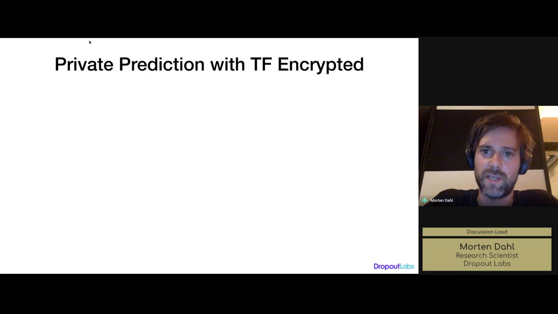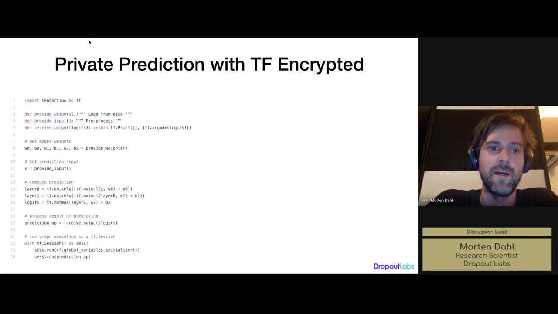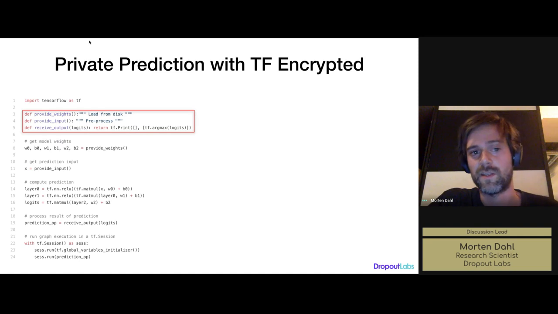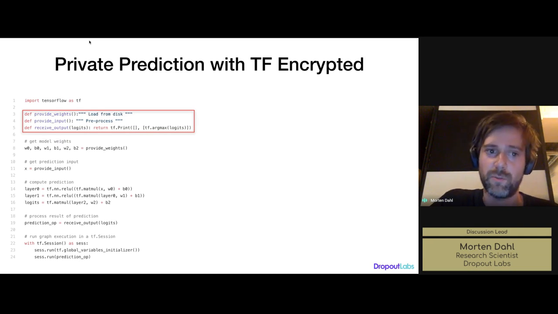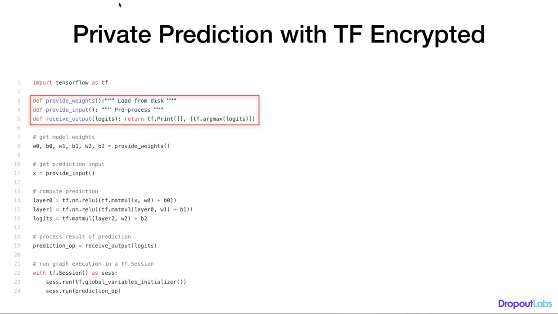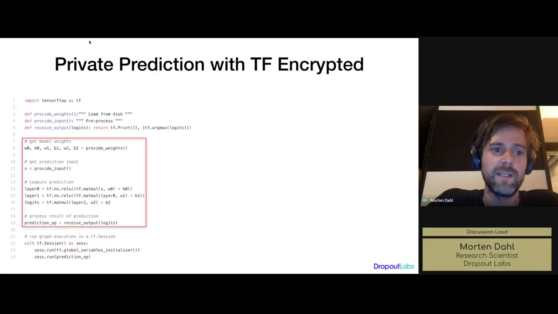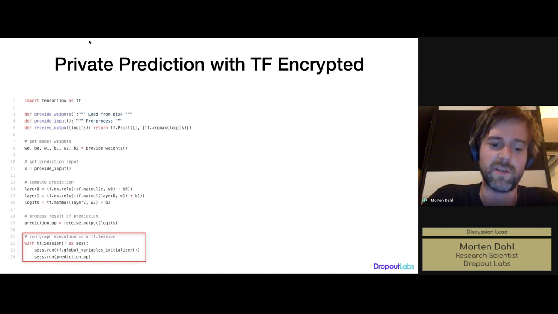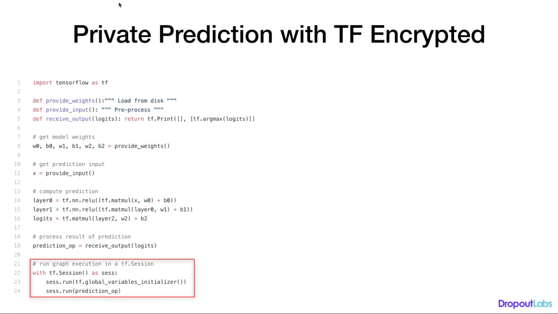If we want to express this using ordinary TensorFlow, then it could look something like this, where we first define some functions for loading the values from disk, loading an image from disk, and maybe doing some pre-processing normalization on that. And then finally we define our model. So in this case, we load the weights, we load the input, we run it through a few dense layers, and then we send back the logits to the receive output function. And then we run this in a normal TensorFlow session. So this is what it would look like using ordinary TensorFlow. And anyone that has some understanding of or experience with TensorFlow should probably recognize this.